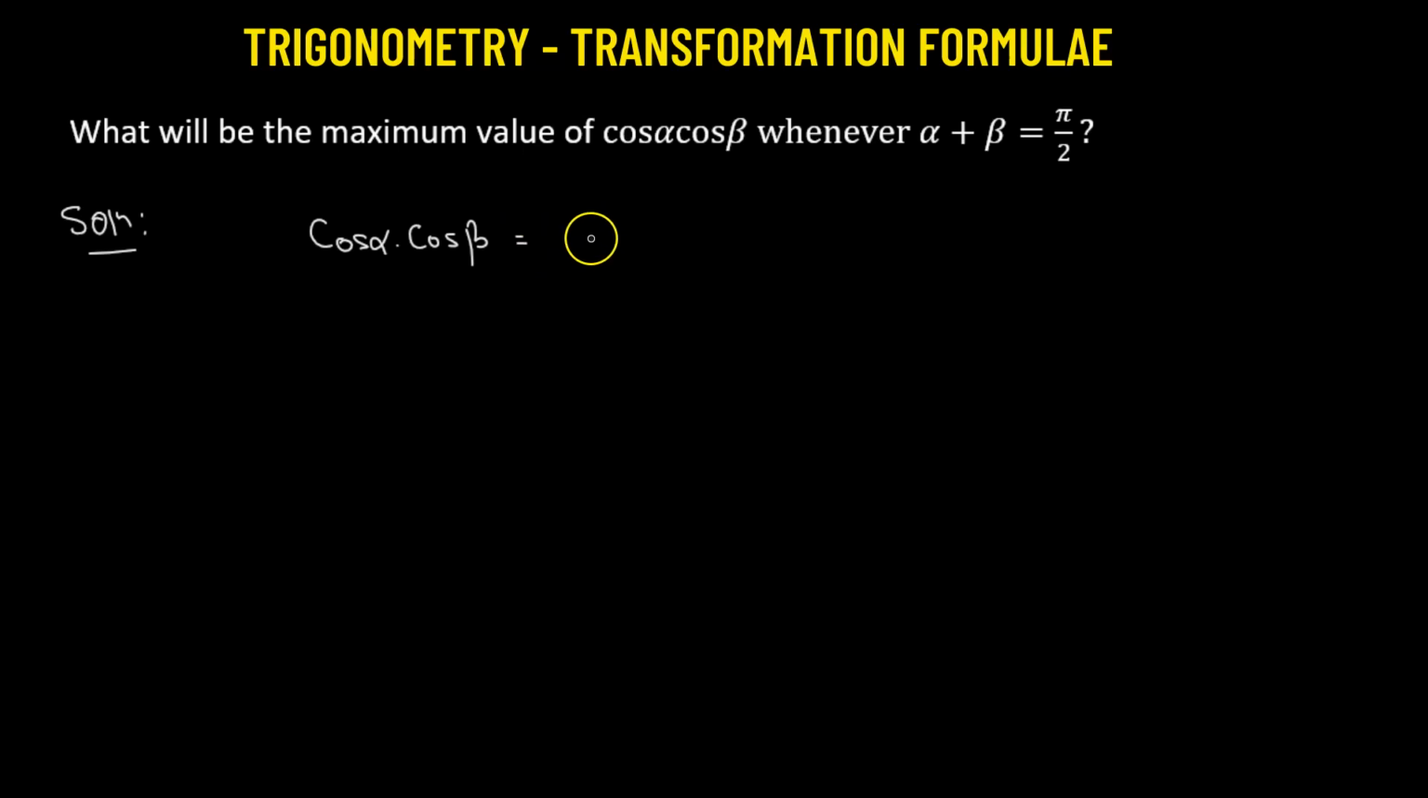Let's do one thing. Let's multiply and divide by 2. So we'll get half multiplied by 2 times cosine alpha times cosine beta. The reason why we multiply and divide by 2 is so that we get 2 times the product of two cosine functions. Now whenever we have the product of two cosine functions, we can use the transformation formula to convert it to a sum of two cosine functions.